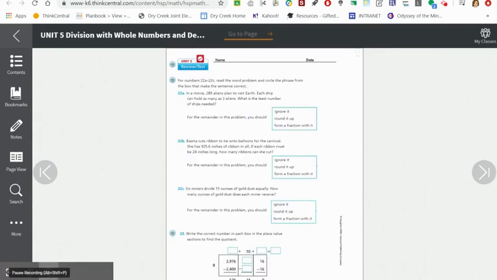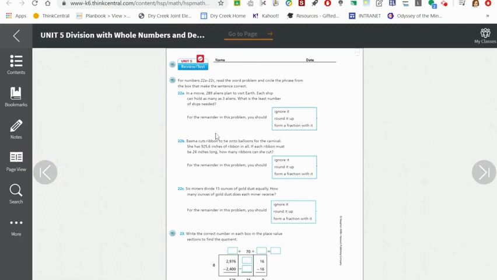All right, so for 22A through 22C, it says read the word problems and circle the phrase from the box that makes the sentence correct. So they're not asking me to solve anything. All they're asking me is what do I do with the remainder?